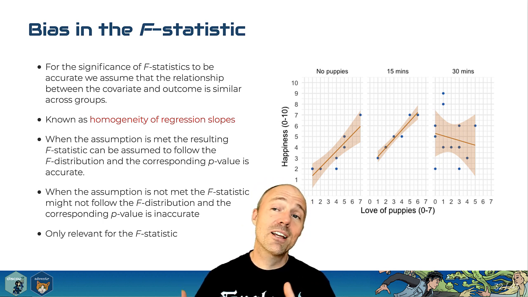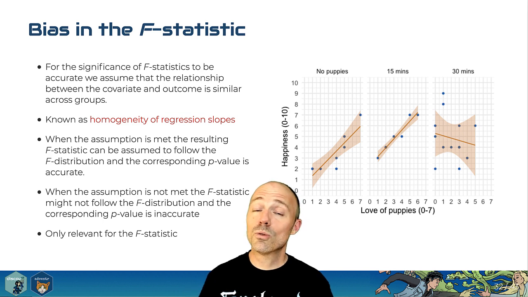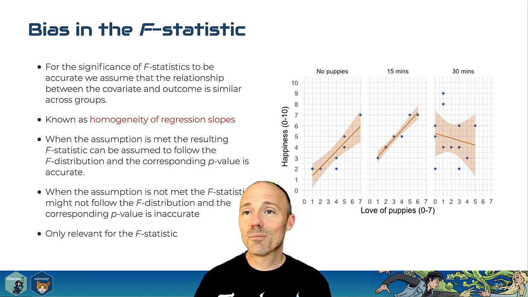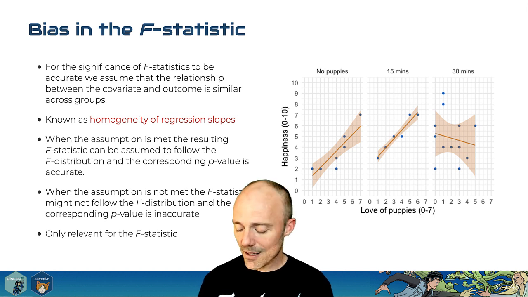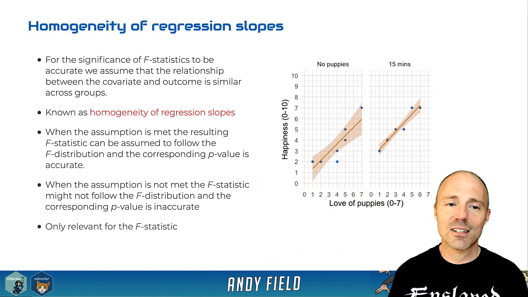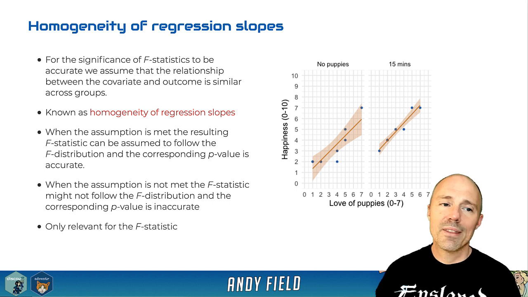This is only relevant for the F statistic. So your significance tests of parameters in the model, this assumption doesn't really matter, but for the F statistic it does. So what is homogeneity of regression slopes? Well, this is an example.